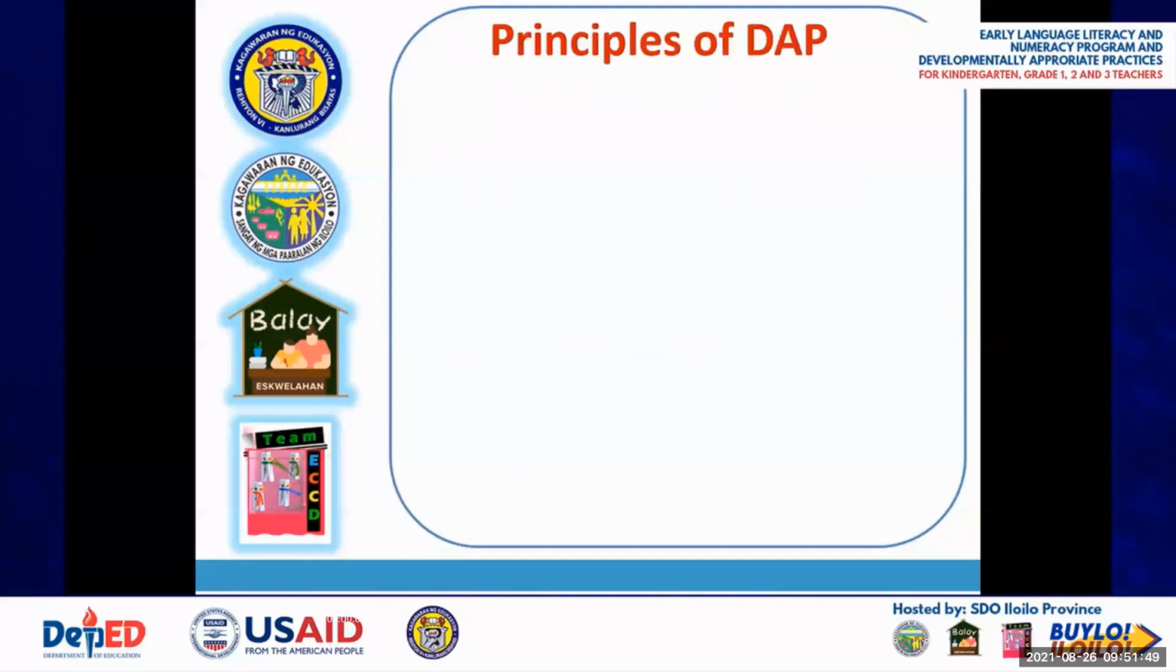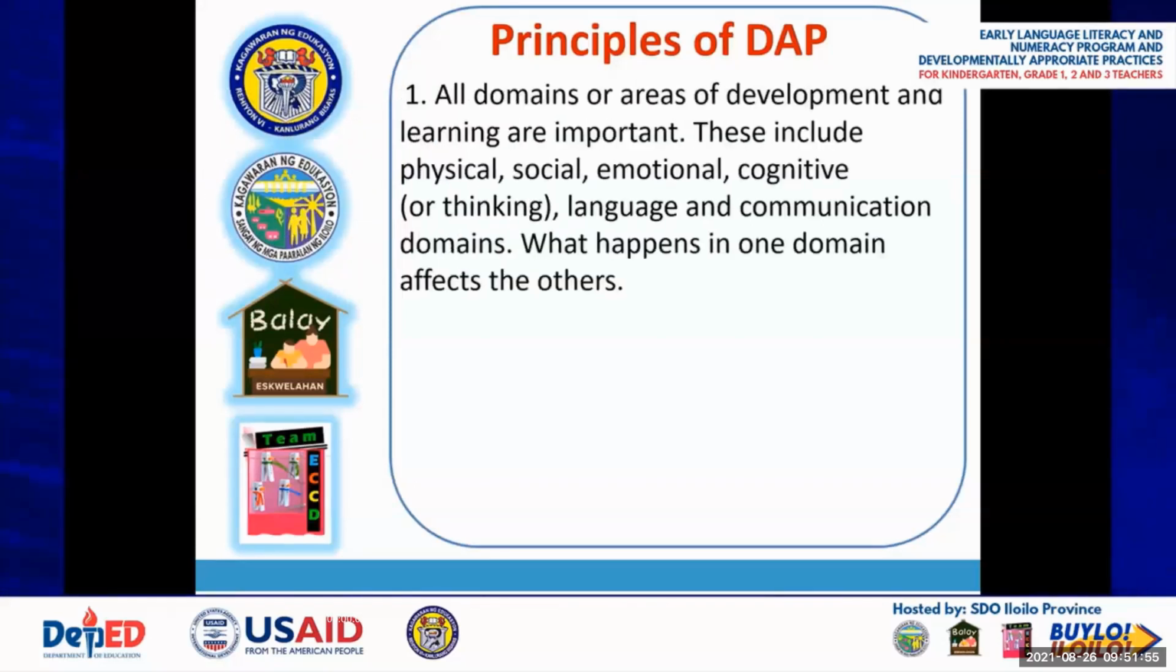This time, we're going to discuss the principles of DAP. The first one is all domains or areas of development and learning are important. These include physical, social, emotional, cognitive, language, and communication domains. What happens in one domain affects the others. So, DAP deals with the holistic development of the learners. All the domains play vital role on how learners learn.